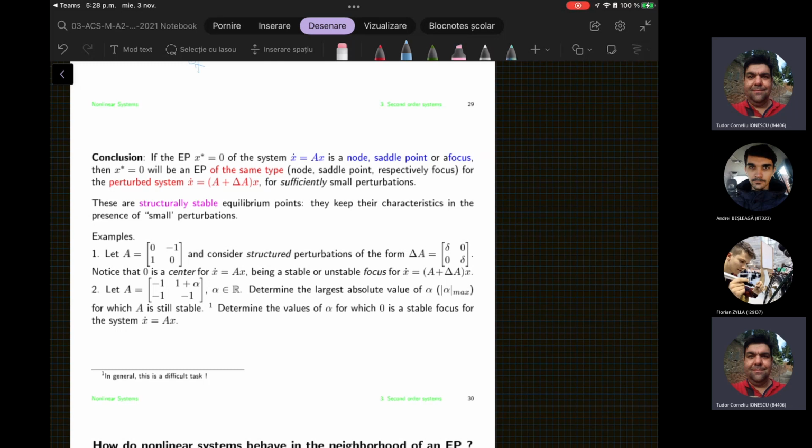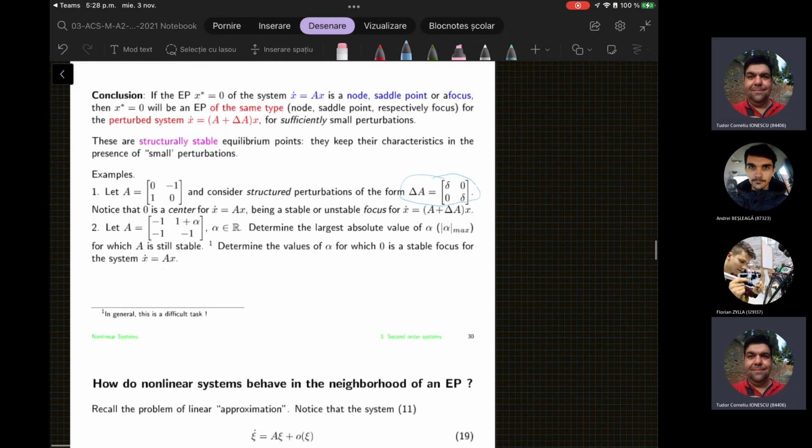For instance, we have this matrix, and we consider the structured perturbations of this type, the ones I showed you with epsilon or delta. Okay, in this case, 0 is the center. But it becomes a stable or unstable focus, just like I showed you very nicely in MATLAB, when you have this type of structured perturbation.